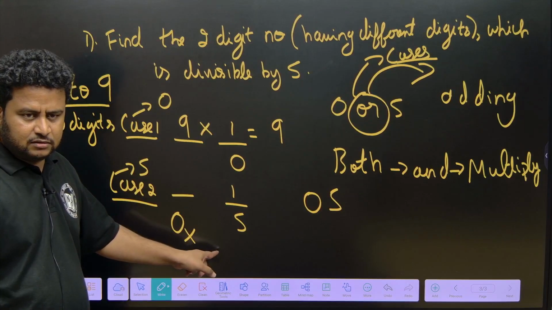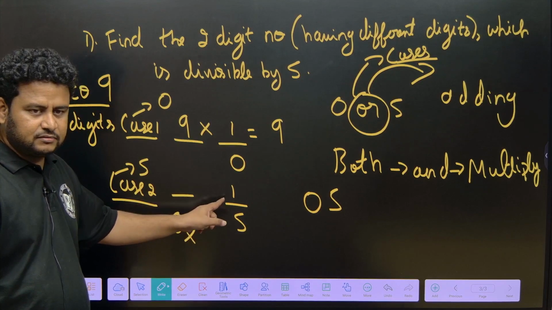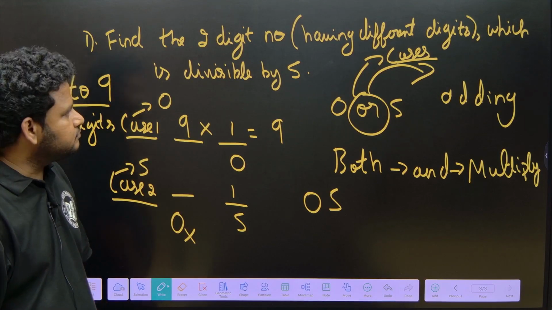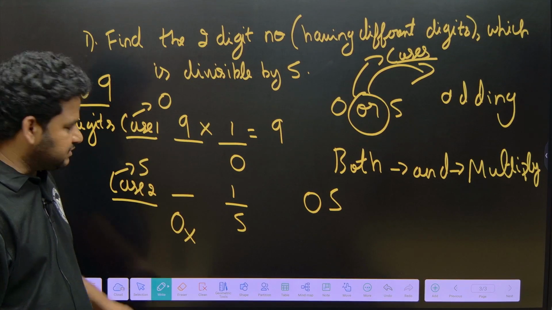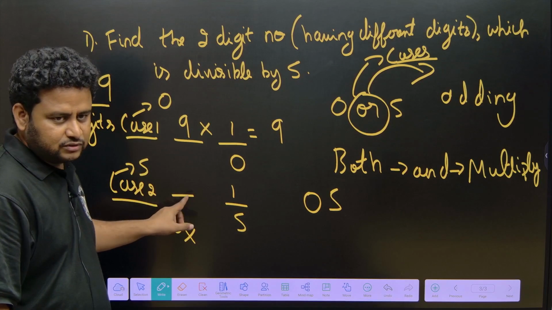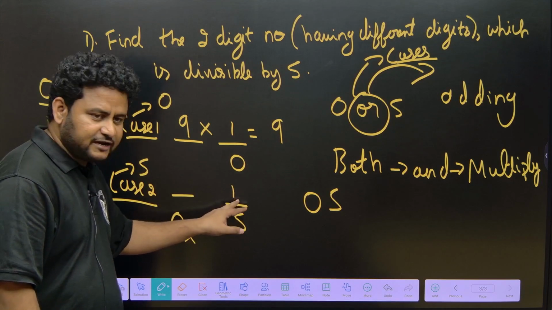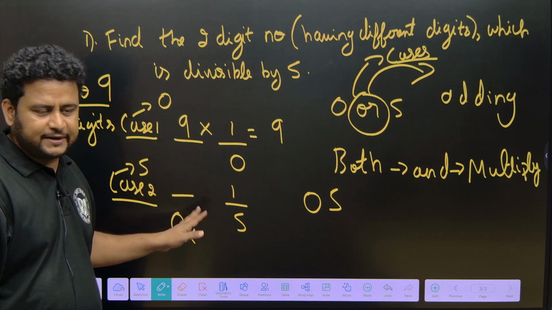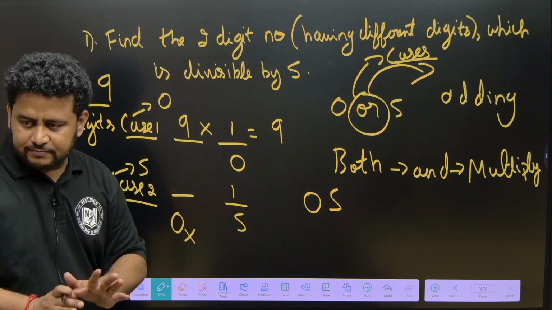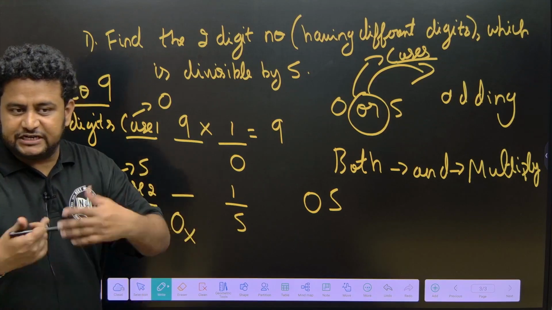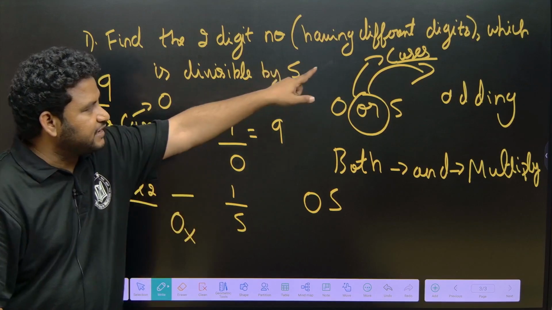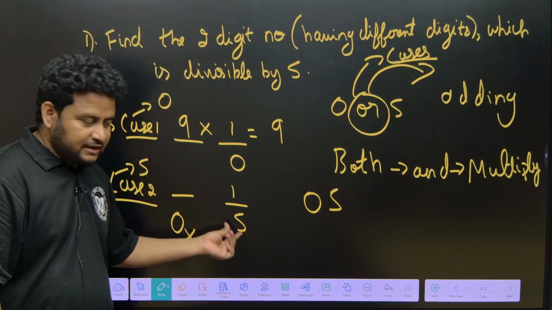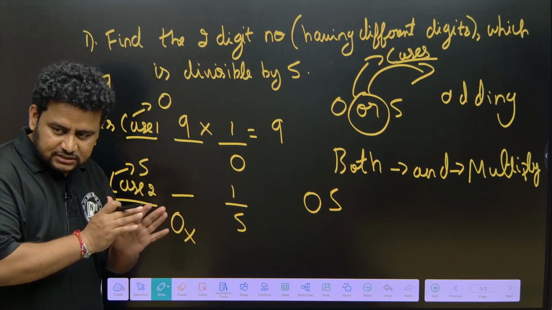Having different digits, yes, here 5 also I cannot write. That is true. If I am writing 5 here, I cannot write 5 here also. So out of 10 digits, 5 is eliminated because I cannot write 5. If repetition is allowed, I can write 5. But here, having different digits means without repetition. So if I write 5 here, I cannot write 5 here. That means there are total 9 digits.